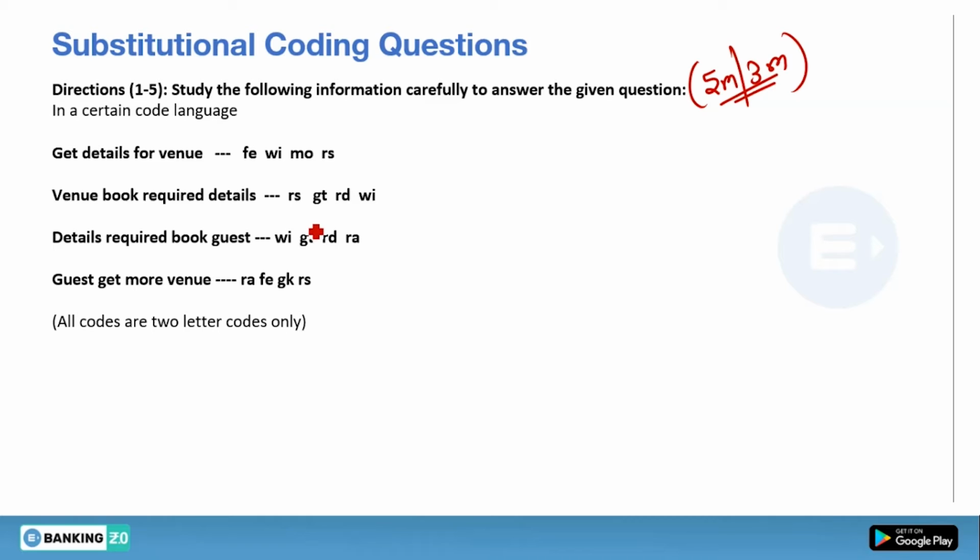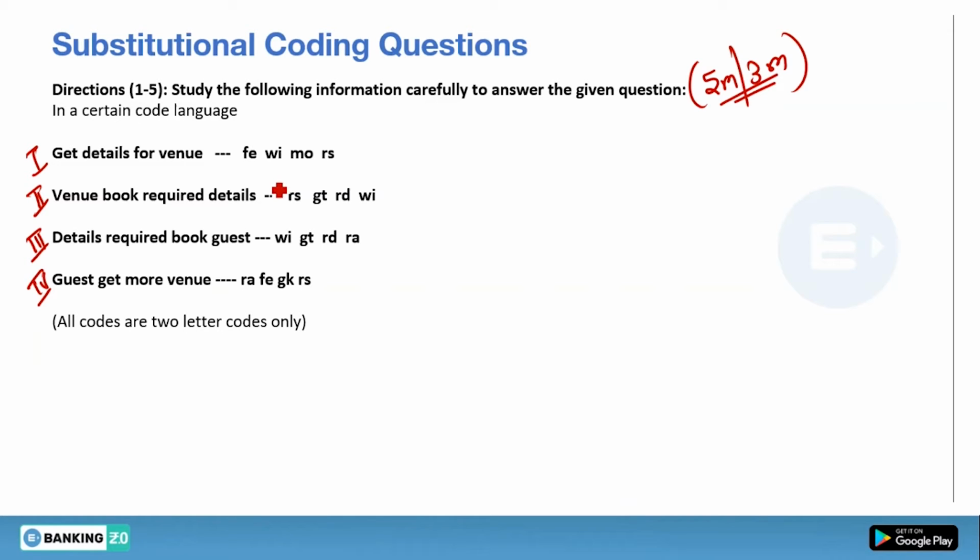So how to solve these kinds of questions? Generally in the examination, a statement will be given to you just like this. This is statement number 1, get details for venue. This is statement number 2, statement number 3, and statement number 4. On the basis of these statements, a code will be written in front of each. The same pattern generally follows.